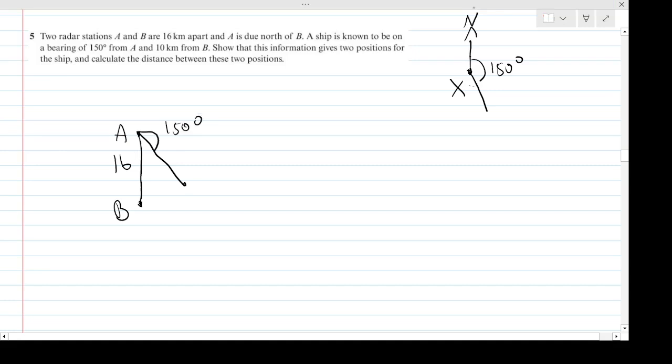So if we call the ship, say there, shall we call that point C then? I guess it makes sense. So I'll say C is where the ship is. So 150 there, and it's 10 kilometers from B. So if I then join here, that's 10 there.